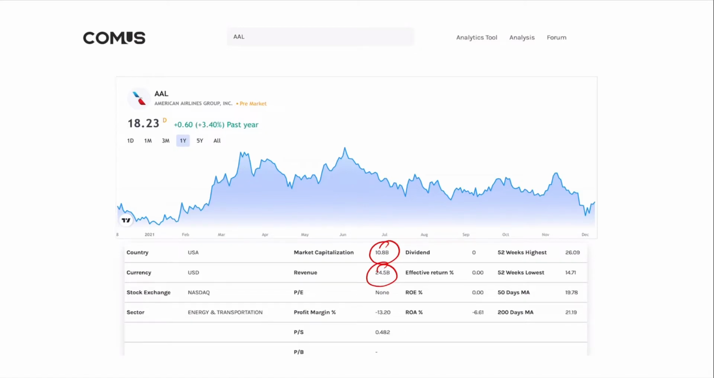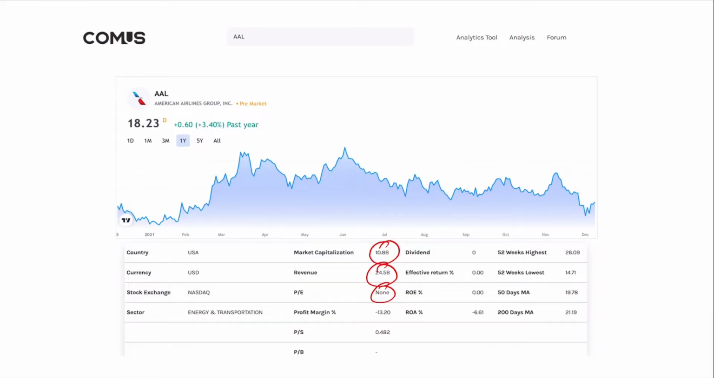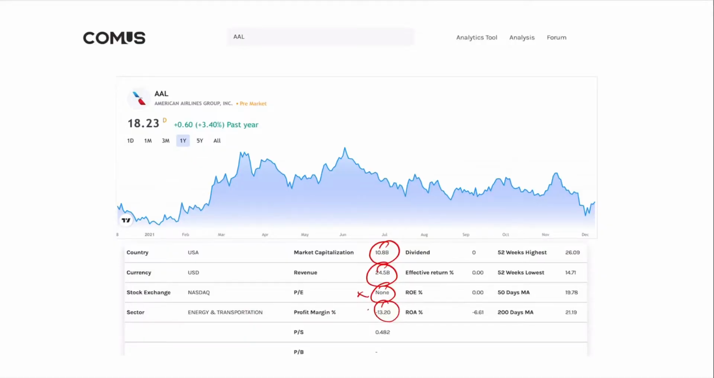We don't have any PE data, but normally I like to take a look at companies with a PE ratio of 20 or below. But this time we don't have any data. Now, the profit margin is at negative 13%. I like to take a look at companies with a profit margin of 15% or higher. So having negative 13%, that is just no for me.